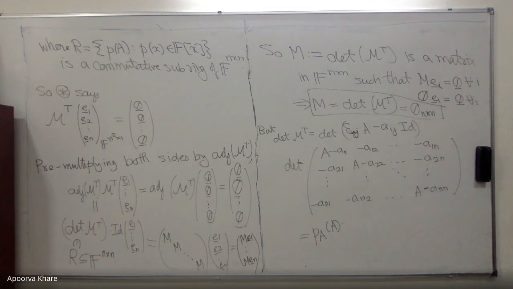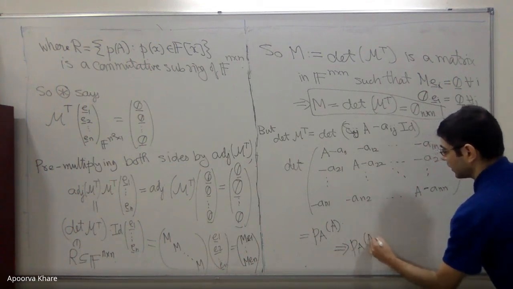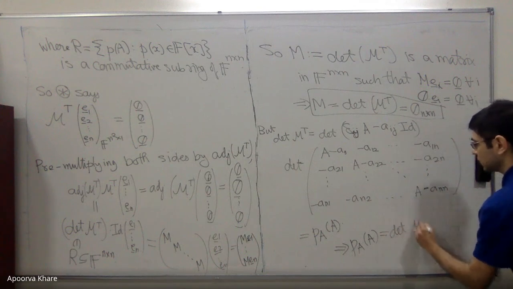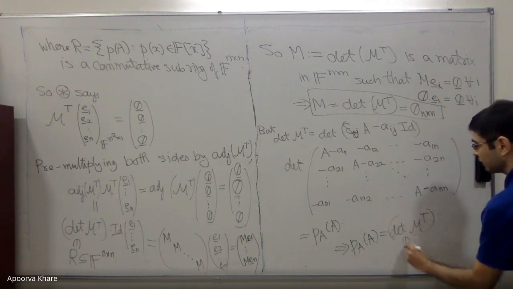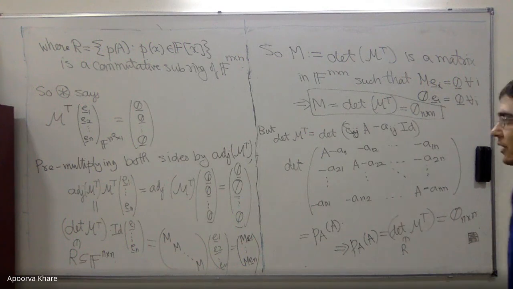And so what we get is PA of A is the determinant of M transpose, which is an element of R, as I said, which is in F to the N cross N, and that element is equal to the zero matrix. So, modulo believing that determinants exist over any commutative ring, this is the Cayley-Hamilton theorem.